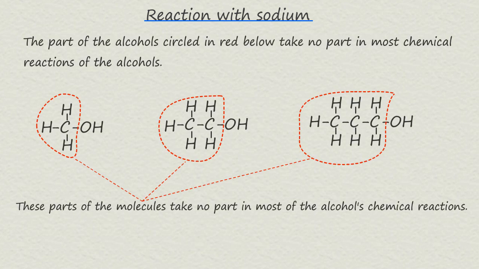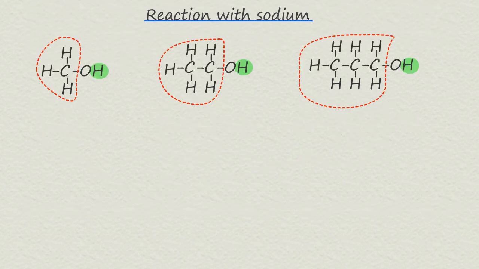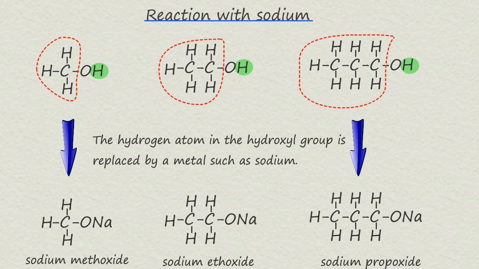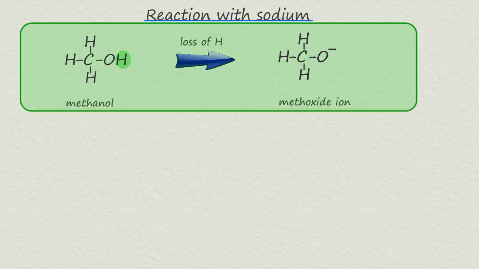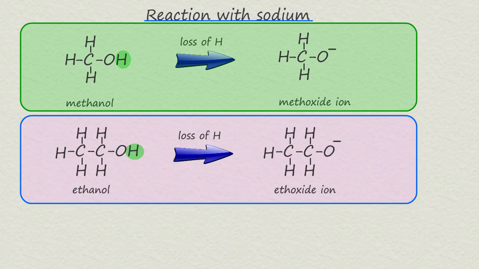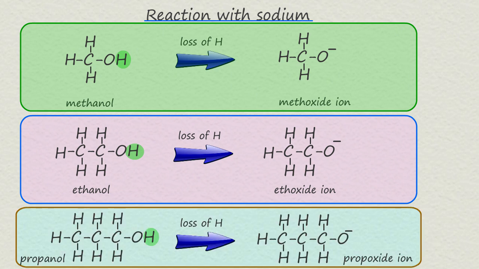In the reactions with metals, most of the alcohol molecule remains unchanged. It is only the hydrogen atom attached to the hydroxyl functional group that reacts and is replaced by the metal. This will result in the formation of salts called alkoxides. For example, methanol will lose a hydrogen and form a methoxide ion, while ethanol will also lose a hydrogen to form an ethoxide ion, and propanol will form a propoxide ion.